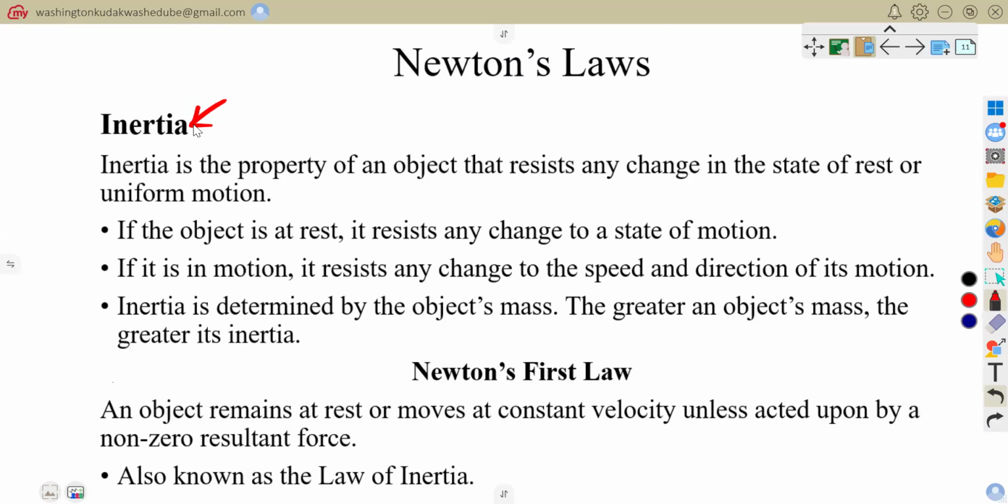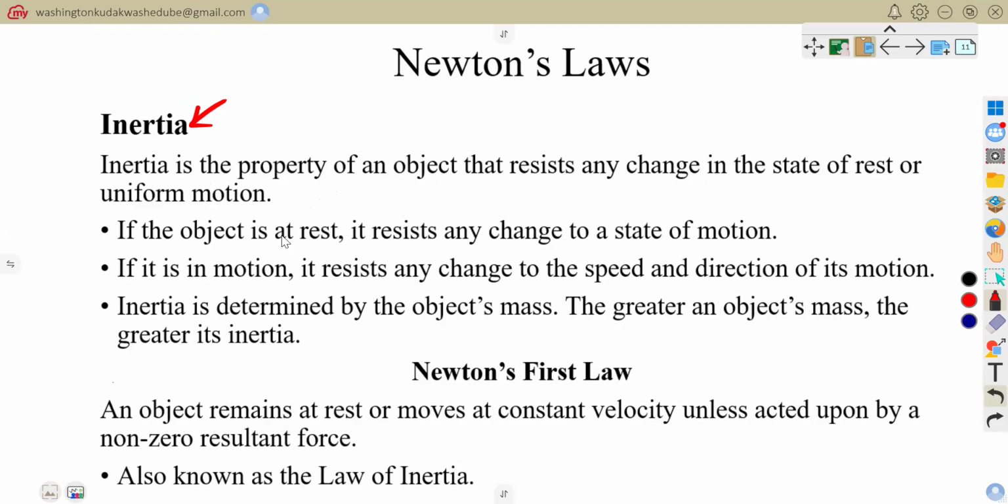So that property is what we call what? Inertia. So we are saying inertia is the property of an object that resists any change in the state of rest or uniform motion. So if the object is at rest, it will remain at rest. But if an object is moving, it will resist any change to the speed and the direction of the motion.